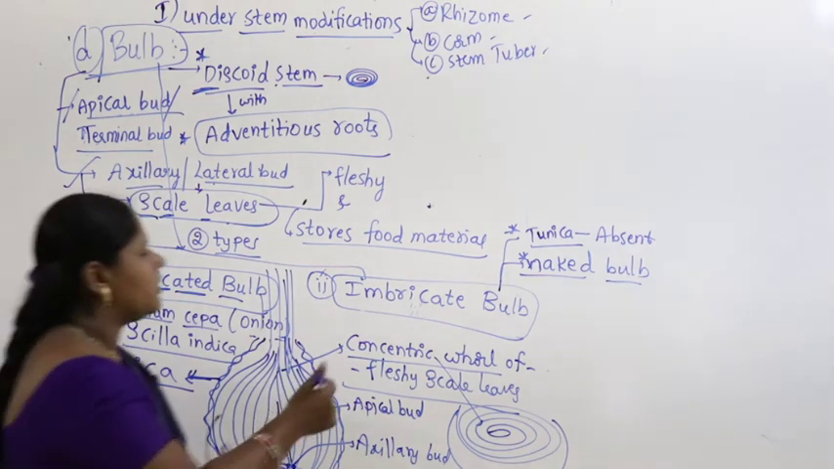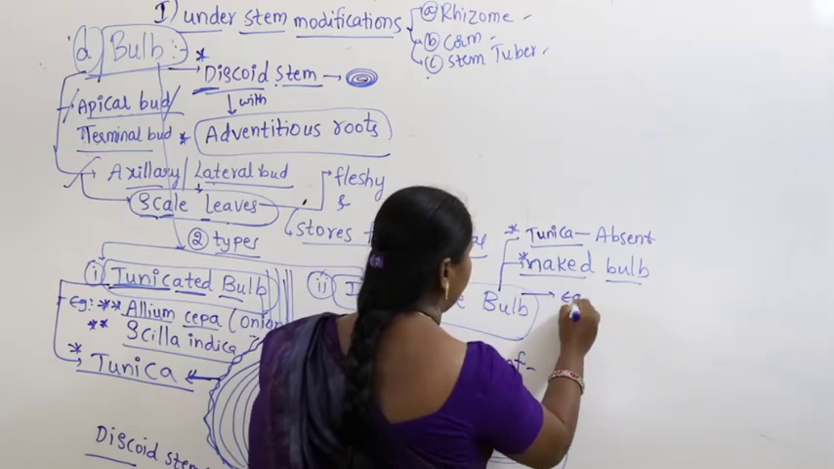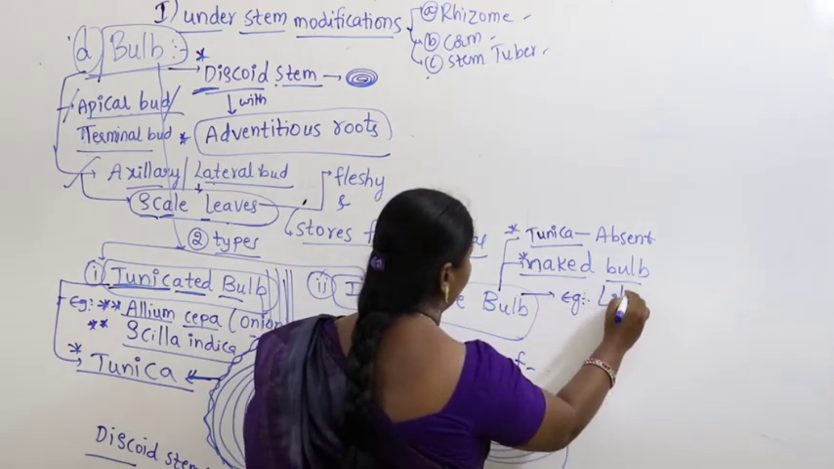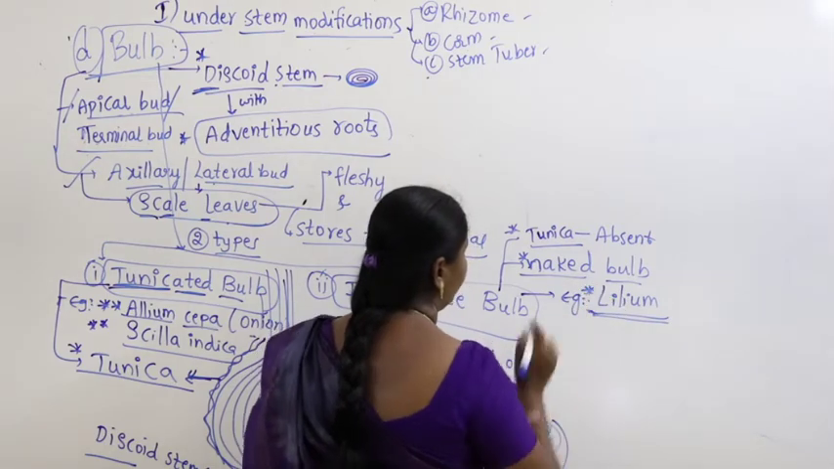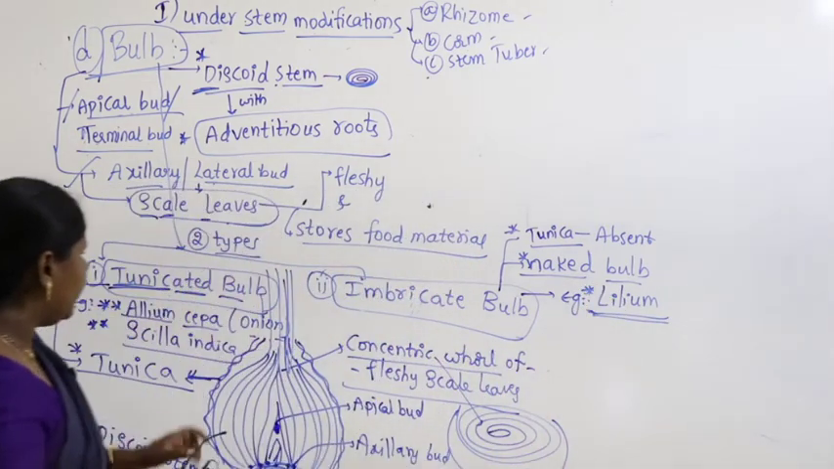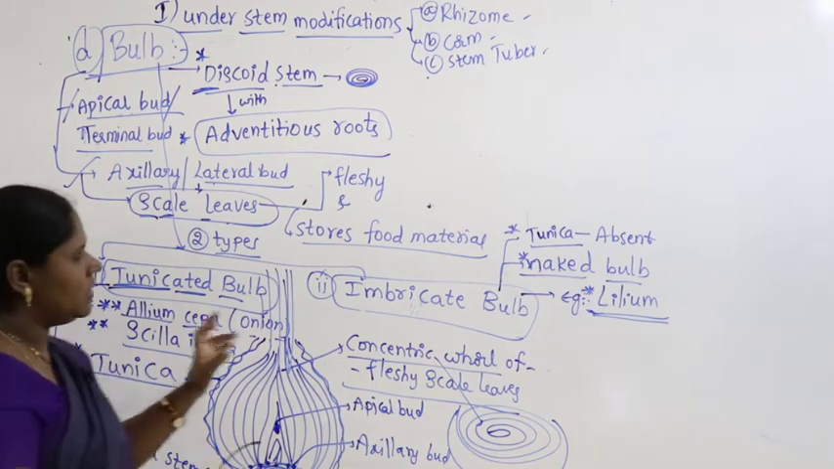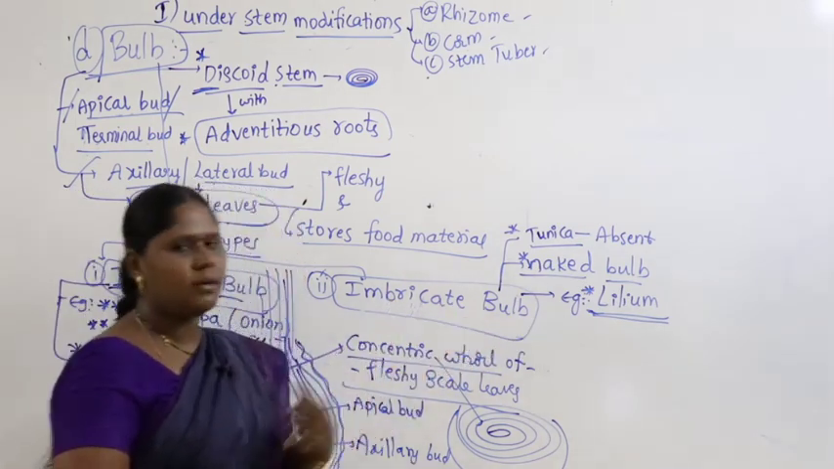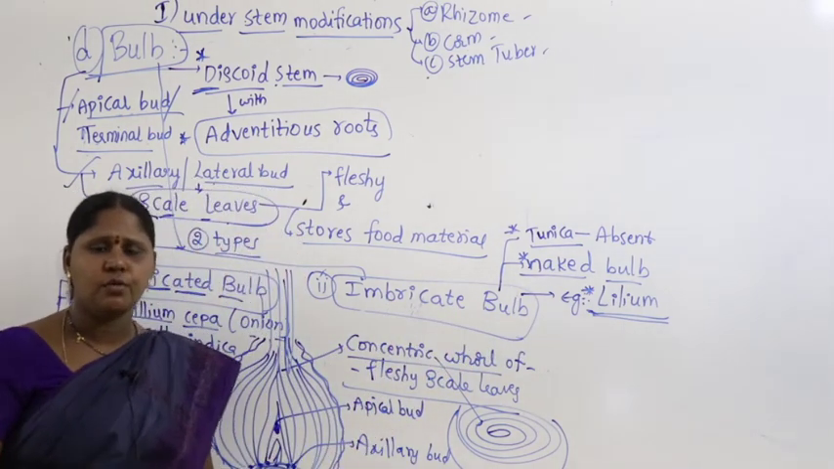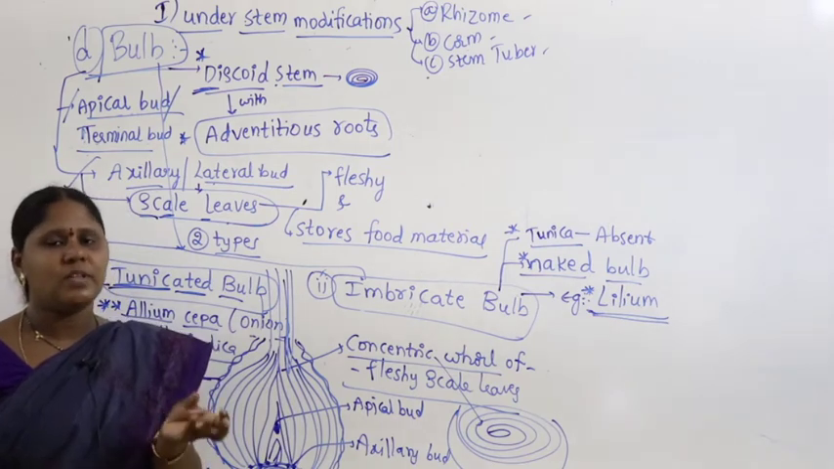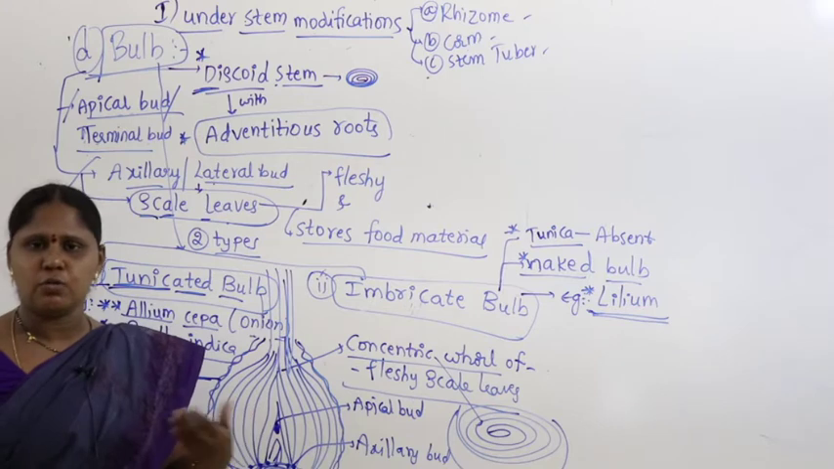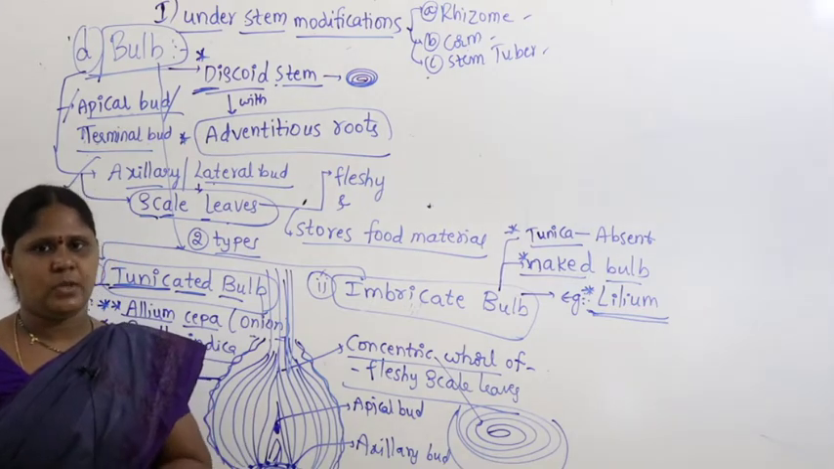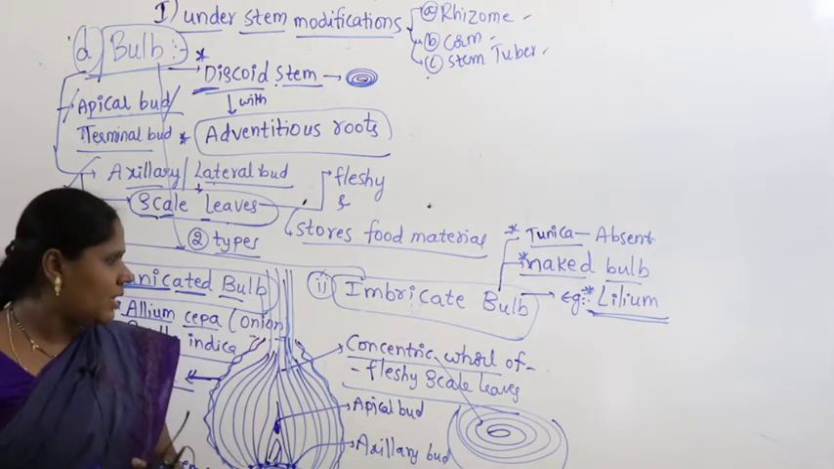Now, in this case you can take an example. The example is nothing but Lilium. You can take the example Lilium candidum. Now, this is Allium cepa and this is Lilium, that is an imbricate bulb. But if you go to the kitchen, along with Allium cepa, the most commonly used thing which we use in cooking is garlic. Okay, that is garlic.